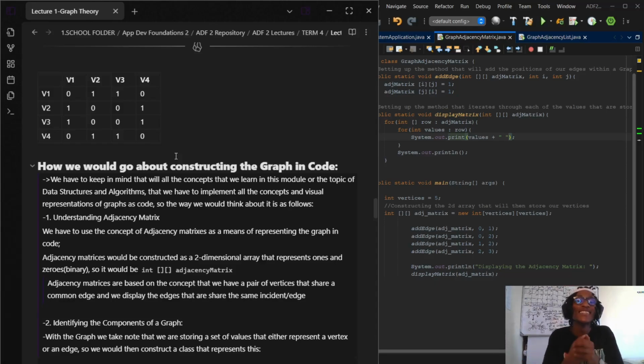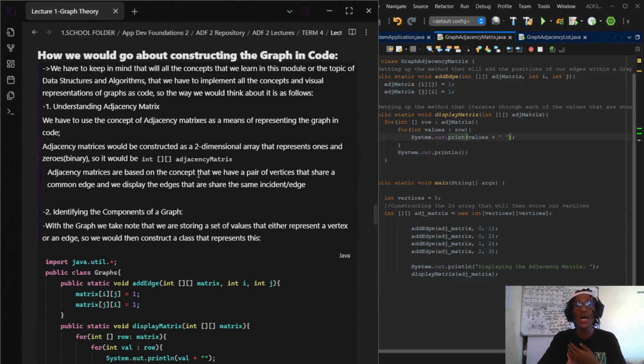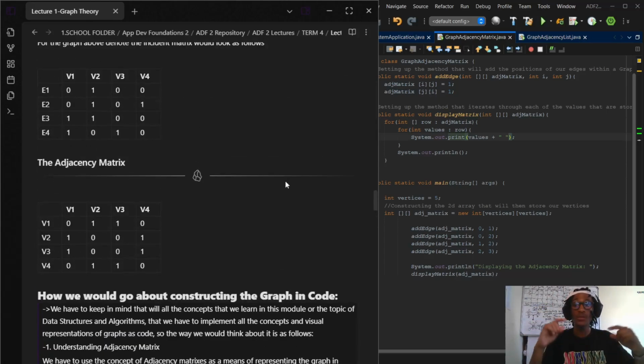No. The next part will jump into how we construct the graph as code, because we've been speaking about the term adjacency this, adjacency that. But what it means is that we just have a two-dimensional array that will take in the set of vertices. So here we'll have V and V.